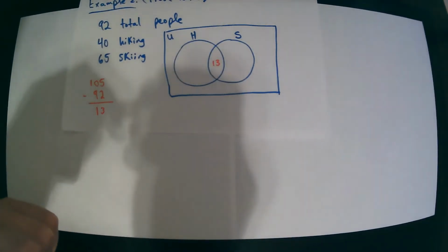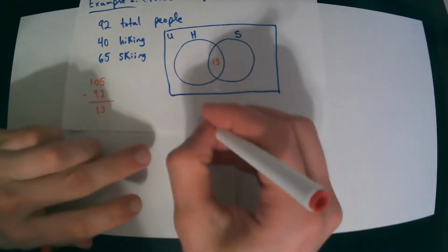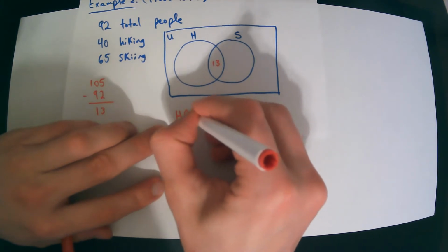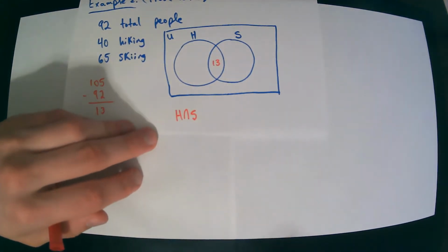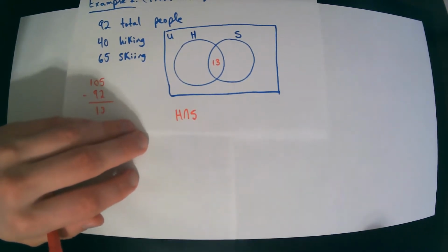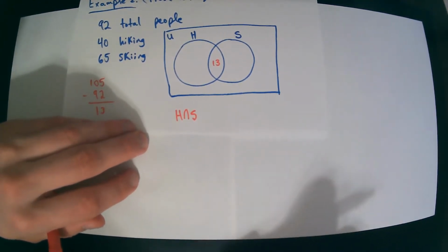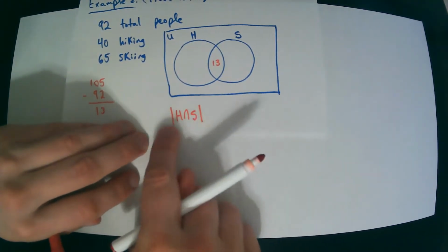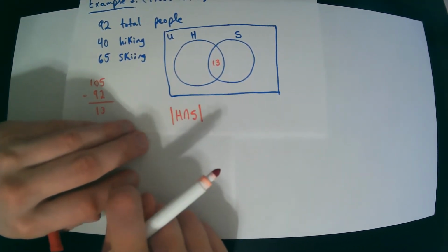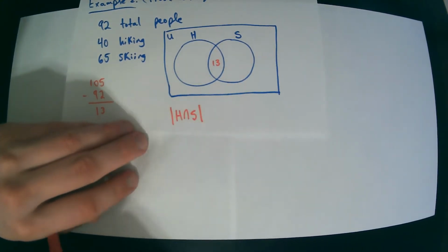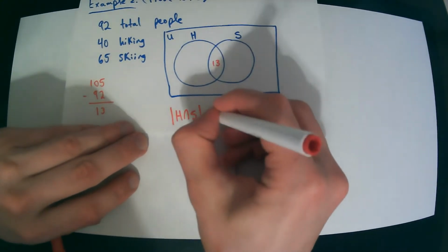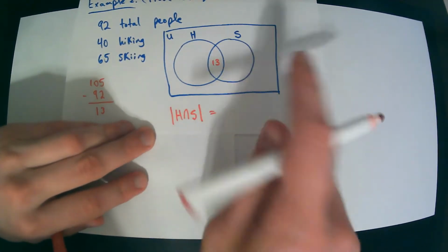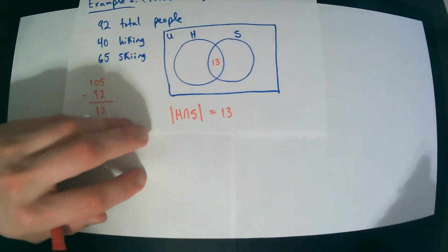And if we wanted to be absolutely technical in our answer, we would say H intersect S. What did they want? They want the size of this intersection. How many people did both? But if I want to say how many are in this set, I need the cardinal number. Remember, the cardinal number is those two bars. Kind of looks like absolute value bars, but they mean the cardinal number, the number of elements. So the cardinal number, the number of elements in this intersection of these two sets, is 13.